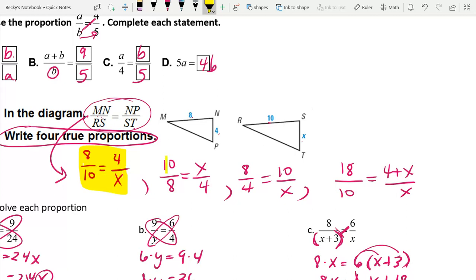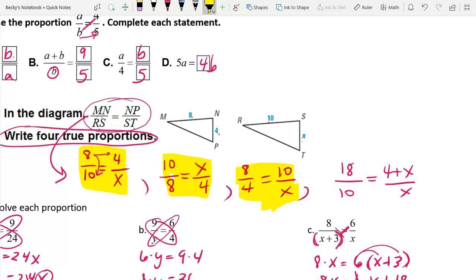I was taught that I could flip them upside down. So instead of 8 over 10, I put 10 over 8. I did that to both sides. And then we were also taught, instead of going down like 8 over 10, I could go across and do 8 over 4. And that's what I did over here.